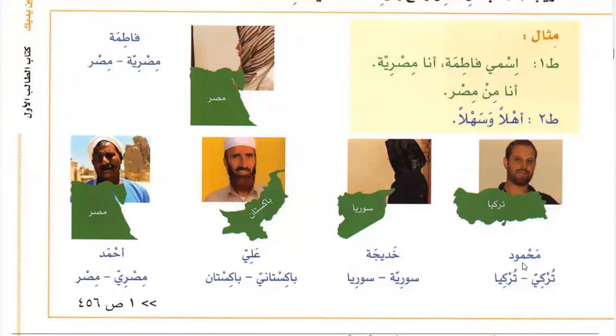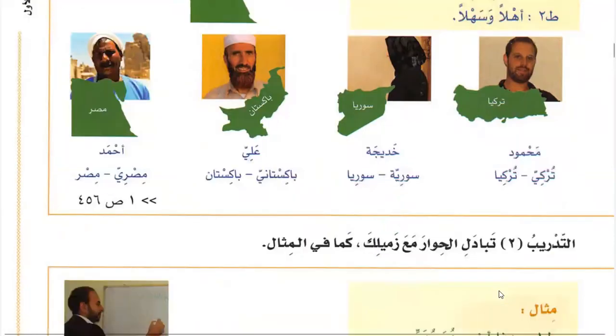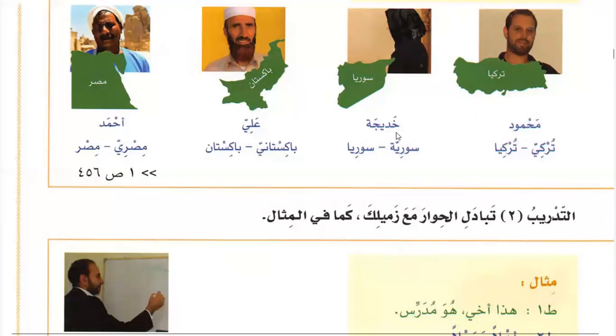Is me Mahmoud? Mahmoud. محمود. أنا تركي. أنا من تركيا. أهلا وسهلا. أهلا وسهلا. I will say أهلا وسهلا. You will make the sentence only. Next.